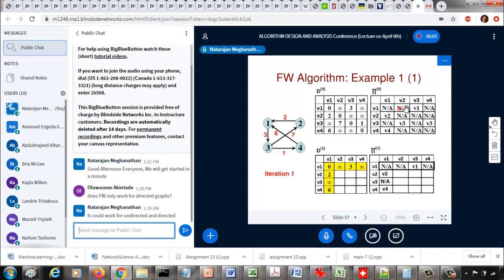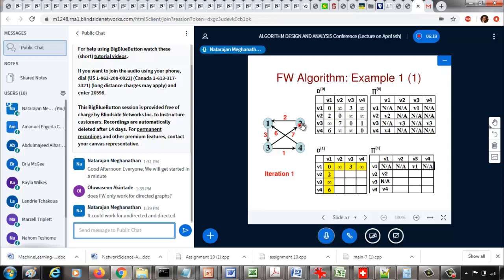And the predecessor is not known because we don't know the path either. So we just set the entry as null or not applicable. Similarly, for the diagonal, we can set it as not applicable. Okay. So that is how you fill up the distance matrix and predecessor matrix.